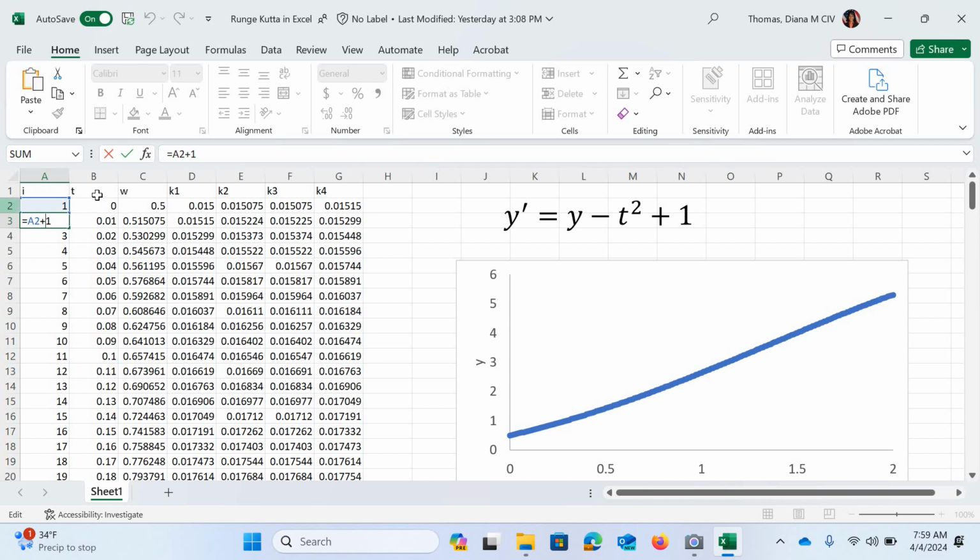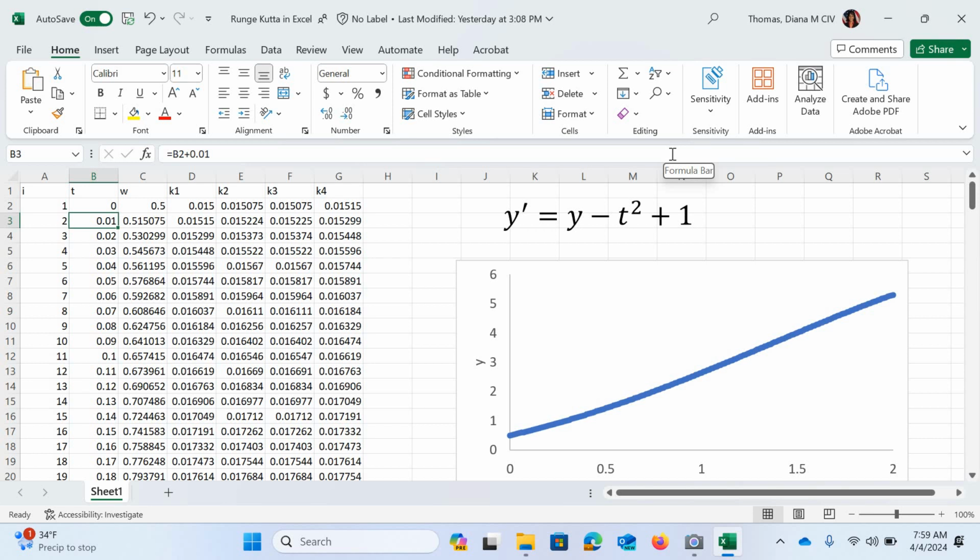Okay. Then I put in the t's. In the t column, I just have it go up by 0.01. And now what's my capital N? That you need for your code that you're writing up for homework. You need to know what the capital N is.